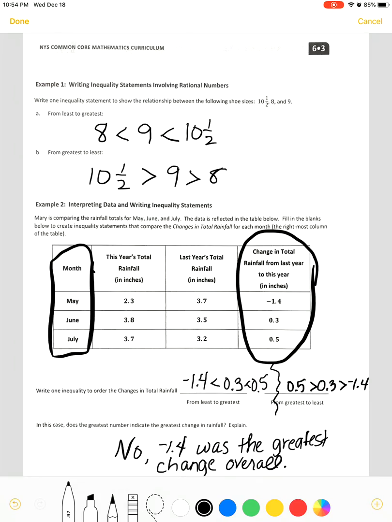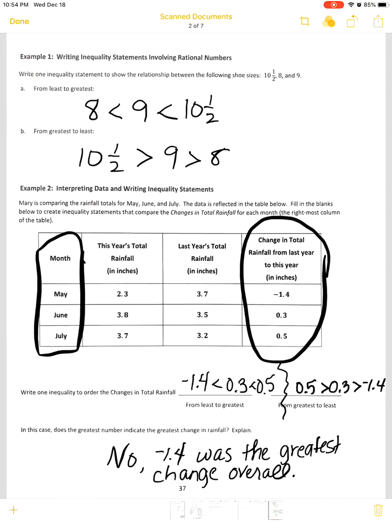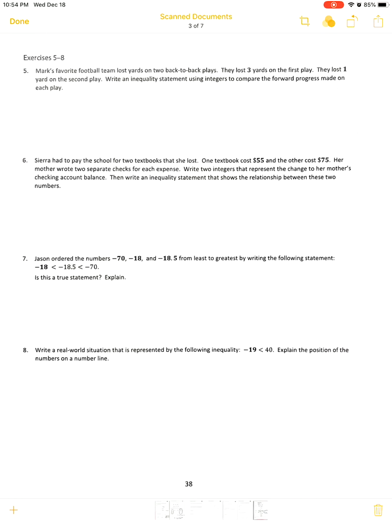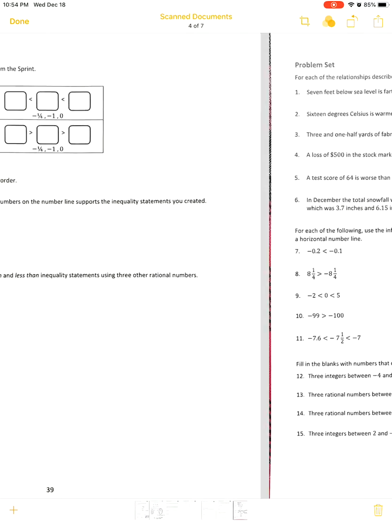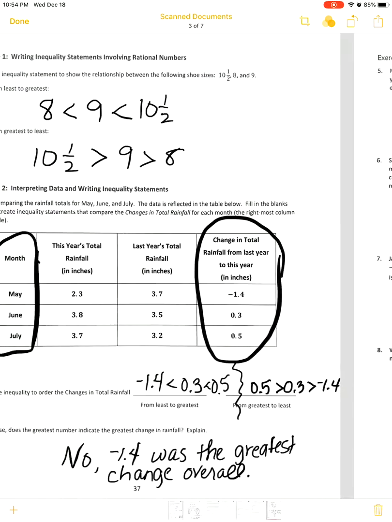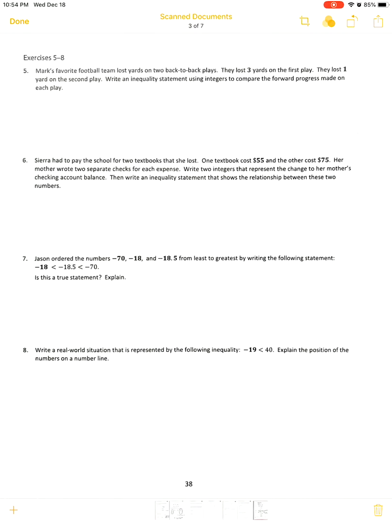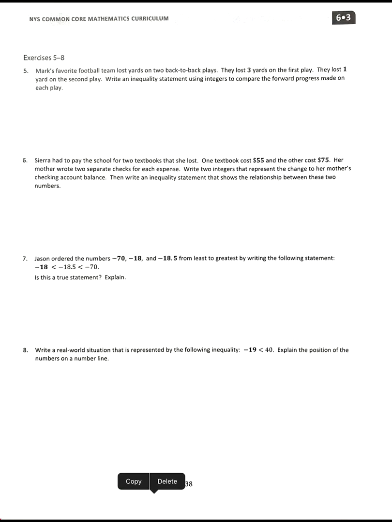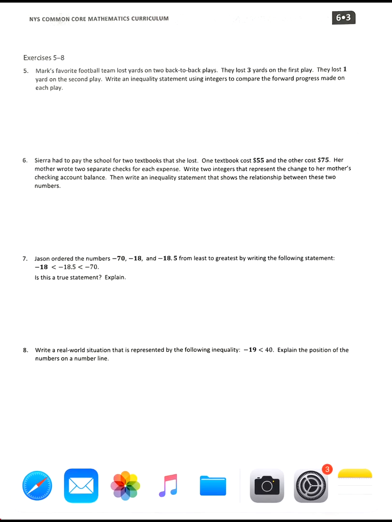So let me try to go to the next page here. Okay, so it says exercises 5 through 8. We've got a bunch of examples here, and then we've got this lesson 9 in the problem set. So let's go ahead and try to get a few of these done before I set you loose on some other work. So question 5, exercise 5, says, see if I can get the pencil going here.